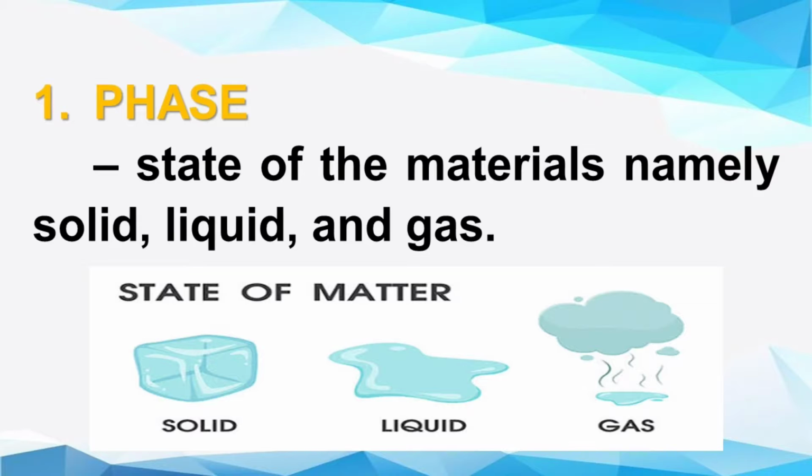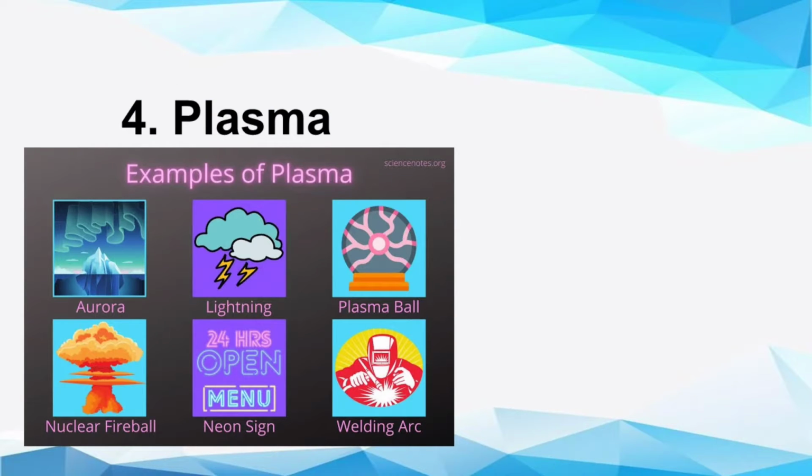But are you aware that there are other phases or states of matter? Yes, we have the plasma. It is actually similar to gas, but it only behaves differently. Examples of plasma are the aurora, the northern or southern lights. We also have the lightning, the plasma ball, the nuclear fireball, the neon sign, and the welding arc.